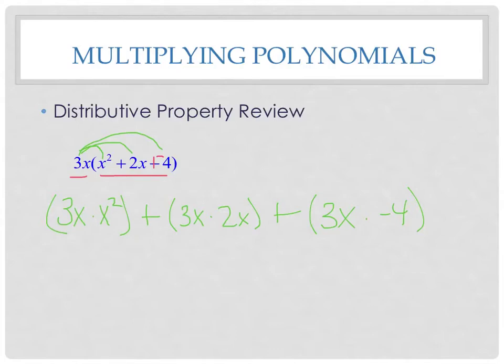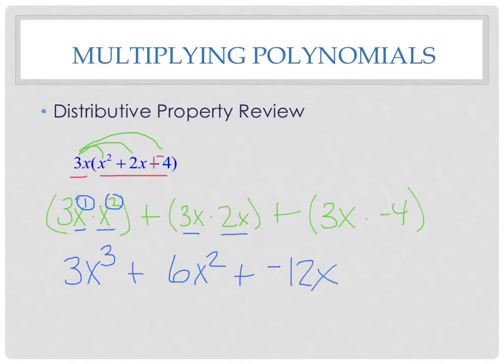So in my first particular problem, you'll see that I have 3x times x squared. X is a common base. So if you remember right, we need to add the exponents of 1 and 2. So 3x times x squared is 3x cubed. 3x times 2x would be 6x squared. And 3x times a negative 4 would be negative 12x.